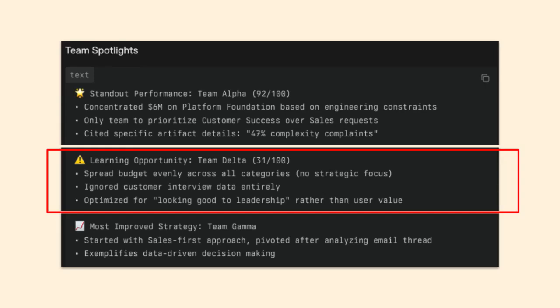On the other hand, Team Delta spread their $10 million evenly across all categories and scored the lowest. They ignored the user research showing 47% complexity complaints and the competitive threat of SimpleFlow's simplified onboarding. Every strategic pattern becomes a teaching moment with very little prep time for Blake.